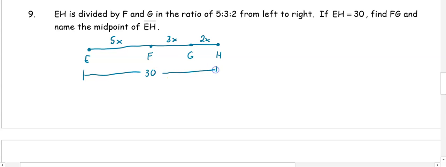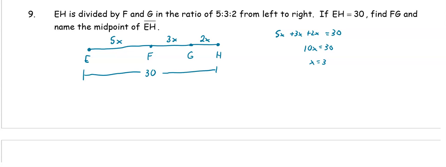We know that this whole segment is 30. So using segment addition, those three parts together equal 30. So 5x plus 3x plus 2x is equal to 30. So we get 10x equals 30, x is 3. Once you know x is 3, we can substitute. So 5 times 3 is 15, 3 times 3 is 9, 2 times 3 is 6.